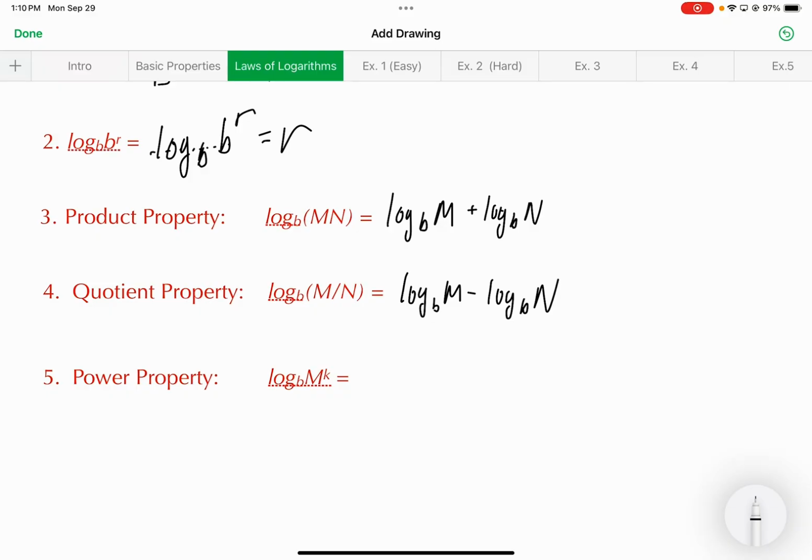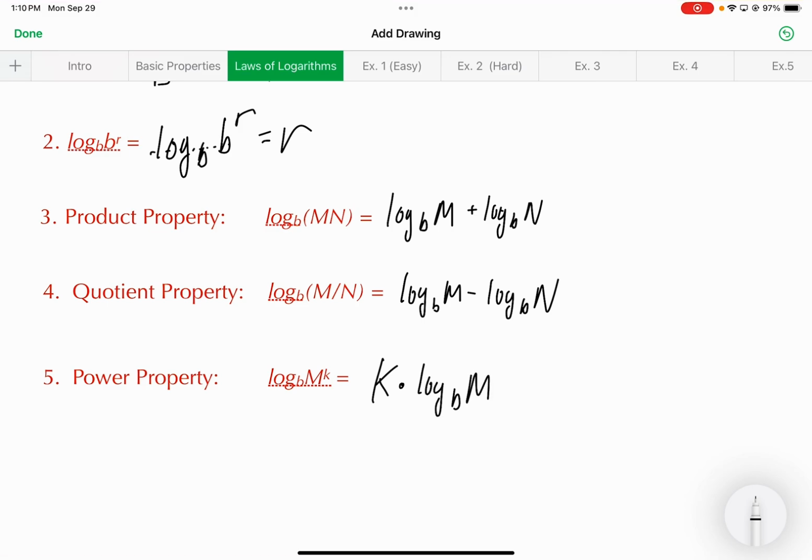And then let's do our power property. So this one is probably one you guys have seen before as well. But if you have log base b of something raised to an exponent, you can take that exponent and toss it out in front. So that would be k times log base b of m.